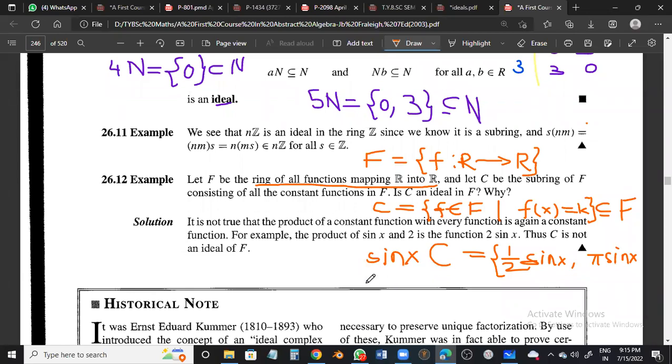Why deal only with sin x? You may go with x into C. If you go with x into C, what is going to happen? This will be half x, or I can say x by 2. So this value also changes according to x. So this is not a constant function, so I cannot say it is a subset of C. This basic thing, I hope you see where I'm pointing out, a times N is not a subset of N in this case. Any function multiplied to the set C is not a subset of C, and that is why C cannot be an ideal of F. C is not an ideal. Followed?